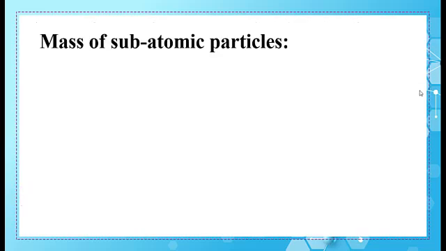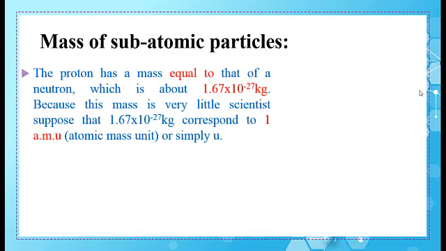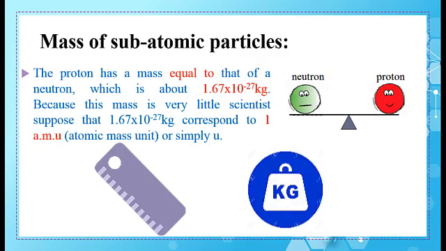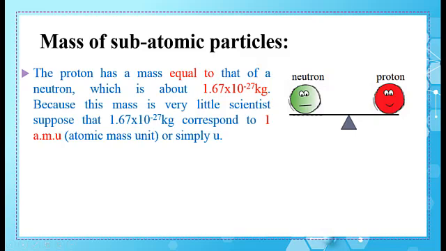What about the mass of the subatomic particles? Even though the subatomic particles are very small, they still have a mass. The proton has a mass equal to that of a neutron, which is about 1.67 times 10 to the power minus 27 kilograms. How little is that? Because this mass is very little, scientists suggested that the atom should have its own measuring unit. For instance, length is measured in meters, mass is measured in kilograms. Scientists supposed that 1.67 times 10 to the power minus 27 kilograms corresponds to 1 atomic mass unit, or simply U.